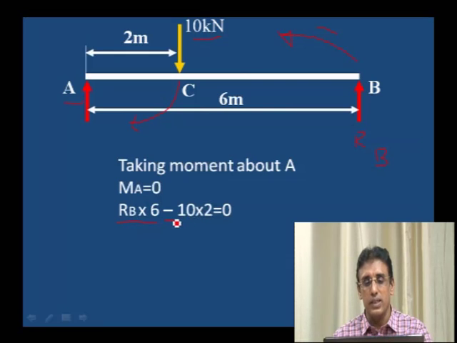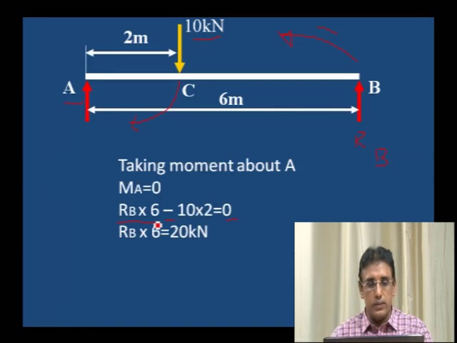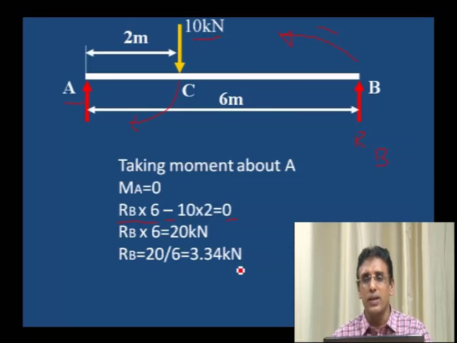Minus. Why is it minus? Because it is a clockwise moment. RB into 6 is plus because it is an anti-clockwise moment. 10 into 2 is the clockwise moment, that is negative. RB into 6 minus 10 into 2 must be equal to 0. If we transfer this 10 into 2 to the right hand side, then RB into 6 is equal to 20. Therefore, RB is equal to 20 divided by 6, that is 3.34, the reaction at B.